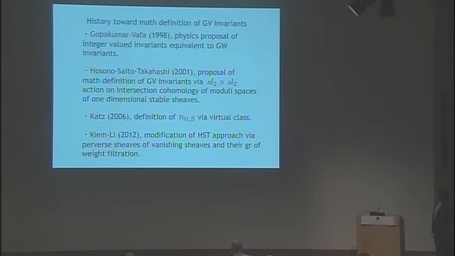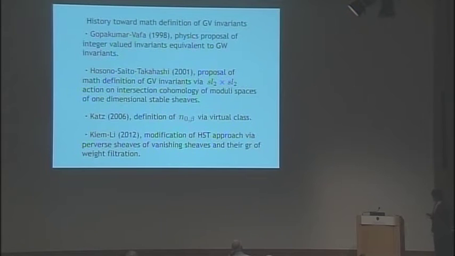So there is some history toward a mathematical definition of such invariants. Of course, the first one was due to Gopakumar and Vafa. They physically proposed integer valued invariants that are equivalent to Gromov-Witten invariants. They also proposed that, in the ideal situation, when the moduli space is indeed non-singular, you can consider its usual cohomology, consider some sl2 algebra action on it, and take some character to get the invariant. But as I said, the issue is when the moduli space has quite bad singularities.